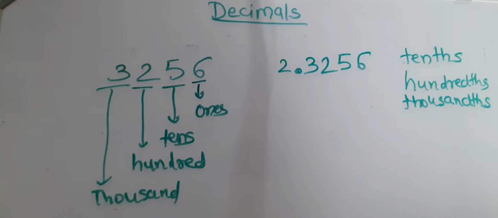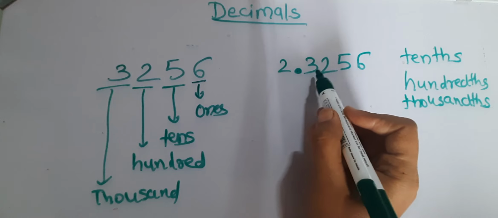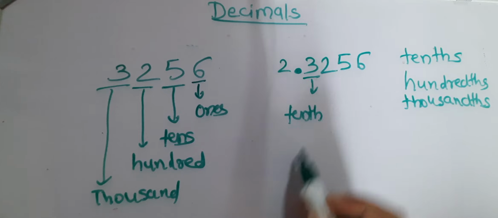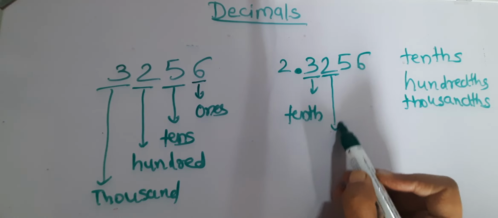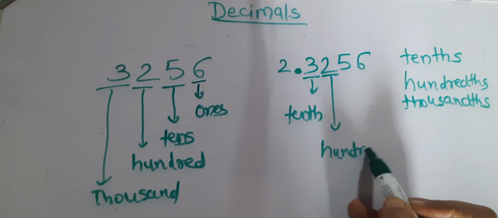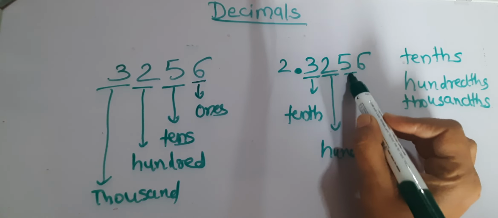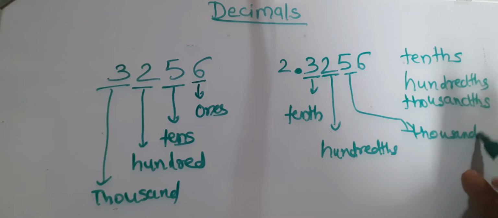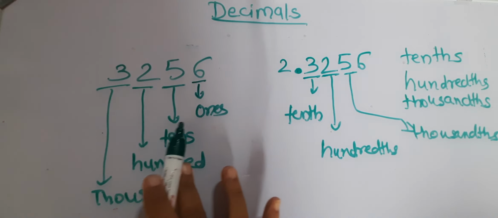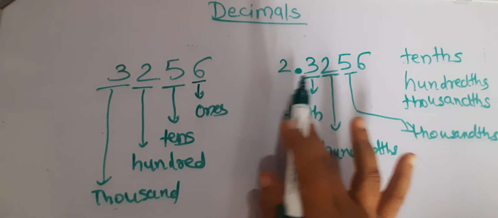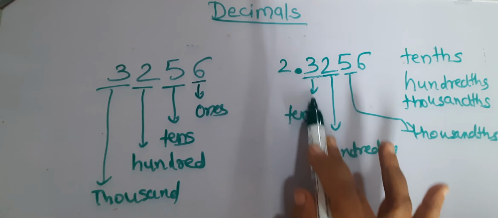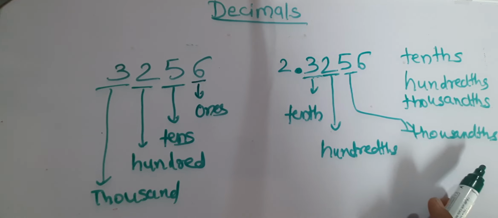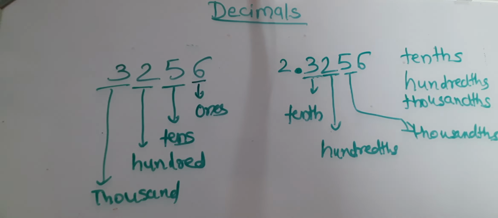In a decimal, the first number after the decimal point is the tenths position. The second number is the hundredths position. The third is the thousandths position, and so on. Here at the starting we started, the first number after the decimal is tenths, the second is hundredths, and the third is thousandths. This is important because it will help you to solve problems.